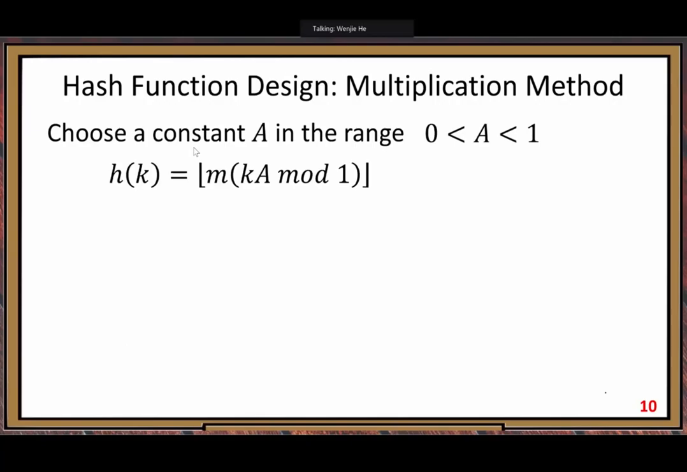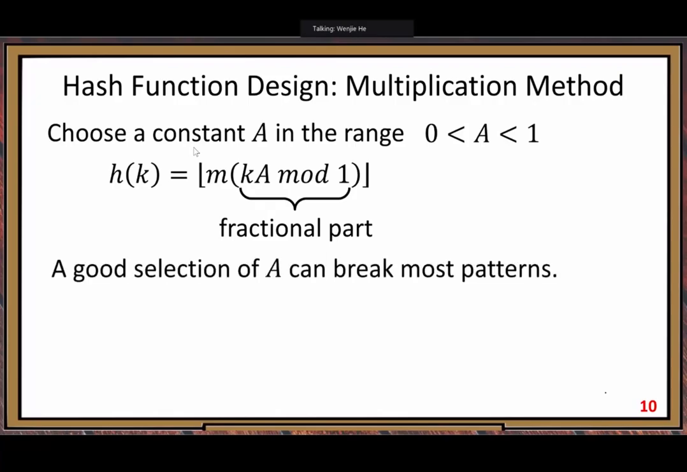Because you remove all the integer part, you keep the fractional part. Then m times that fractional number, after you throw away the integer part. So only the fractional part remains. So you do multiplication, and it could be a non-integer. You take a floor function to convert it to an integer. You use that number as your hash key, h of k.